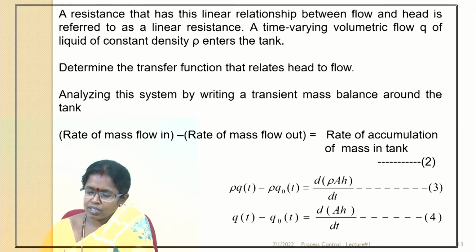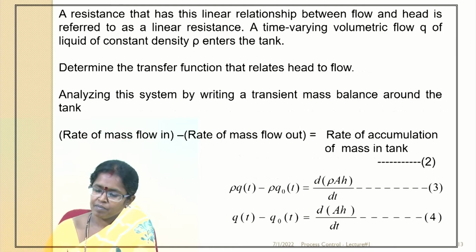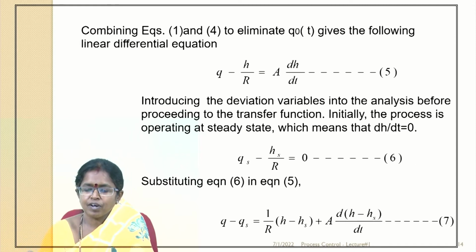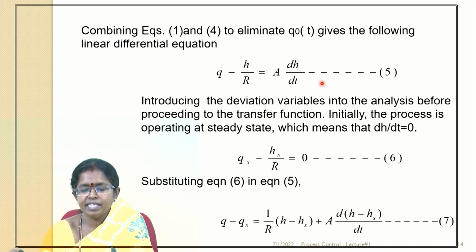Now we all know that at steady state there is no change. What is the meaning of steady state? Inlet flow rate is equal to outlet flow rate. There is no change, right? So when there is no change, the level in the tank remains constant, that is H of T is equal to constant when Q of T is equal to Q naught of T. Okay. Now combining these equations, that is equations 1, 2, 3 and 4, you can substitute for Q naught. Q naught is equal to H by R. So Q minus H by R is equal to A into dH by dt.